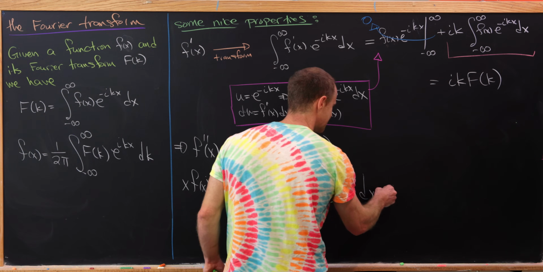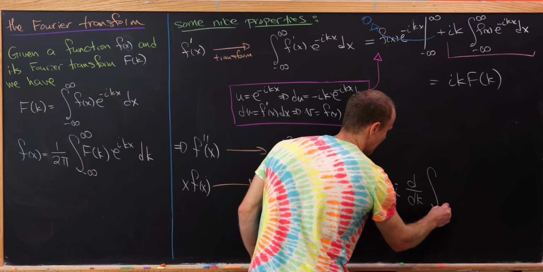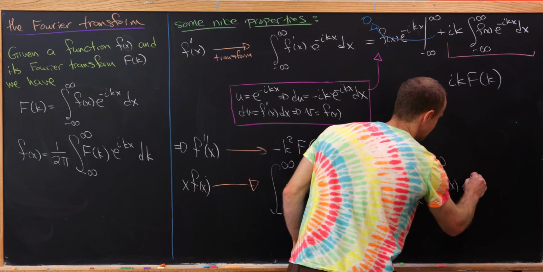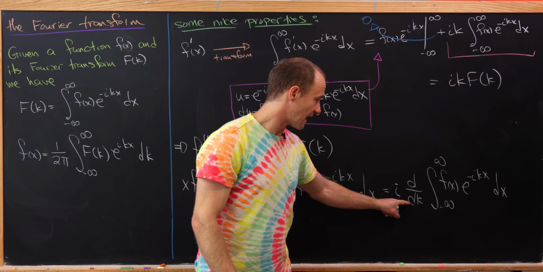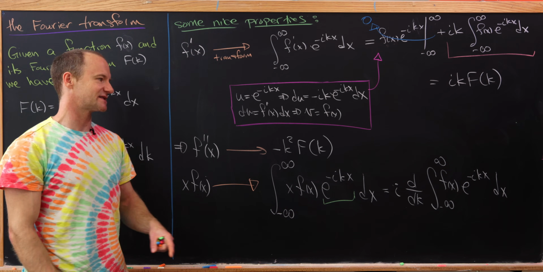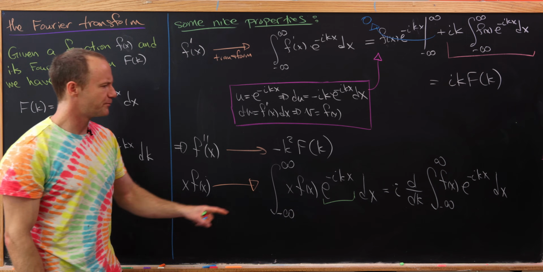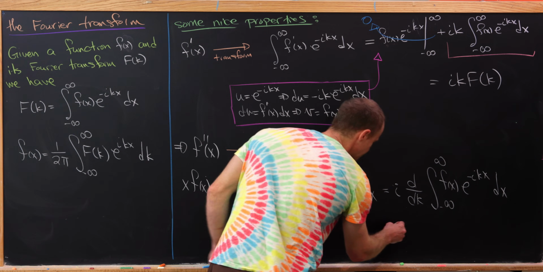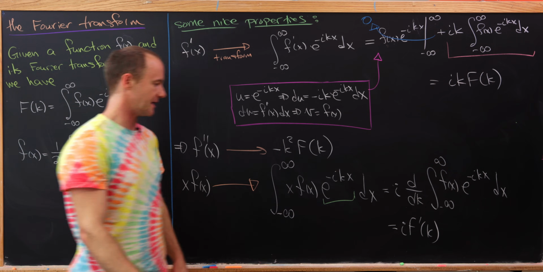So in other words, this is equal to i times the derivative with respect to k of the integral from minus infinity to infinity of f of x e to the minus i kx dx. Because taking that derivative with respect to k only hits the exponential part, which would bring down a minus i times x, but the i and the minus i will cancel and just leave us with this over here. But notice that that's just the derivative with respect to k of the Fourier transform. So we can write this as i times f hat prime of k.